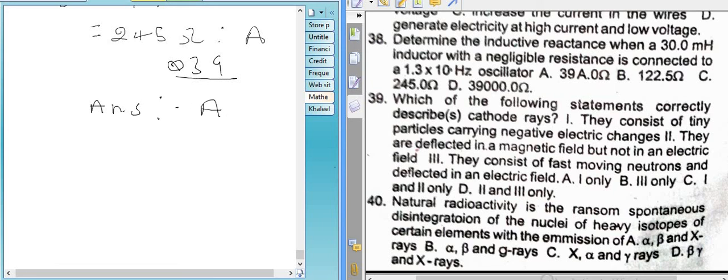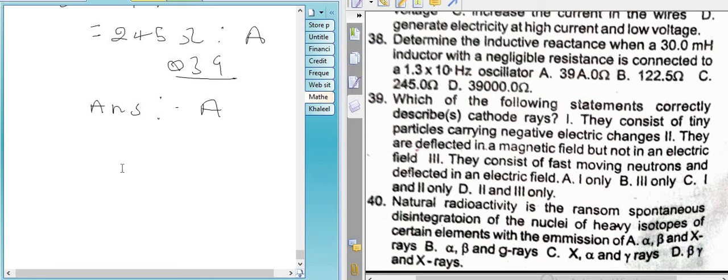And the last question: natural radioactivity is a random, spontaneous disintegration of nuclei of heavy isotopes of certain elements with the emission of: A. Alpha, beta and X-ray. B. Alpha, beta and gamma ray. C. X-ray, alpha and gamma ray. D. Beta, gamma and X-ray. The correct option is option B, which is alpha, beta and gamma ray.